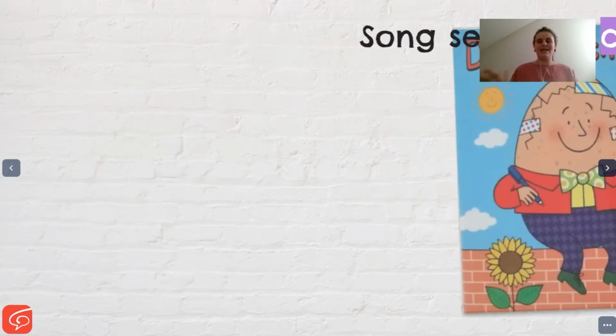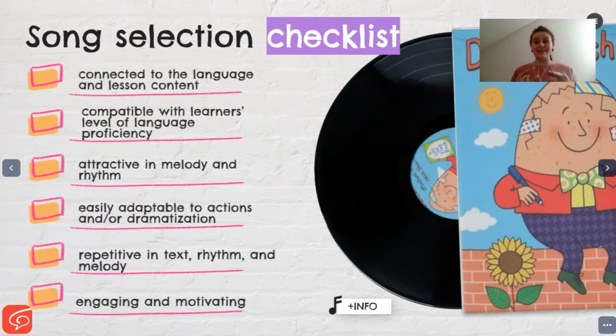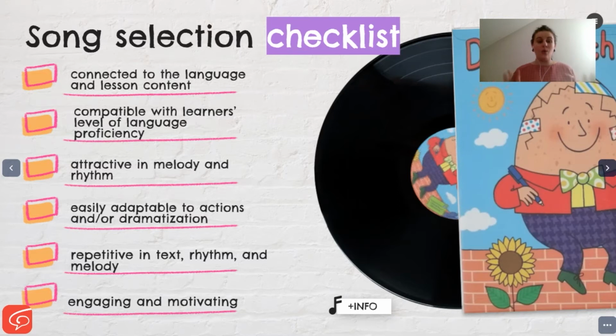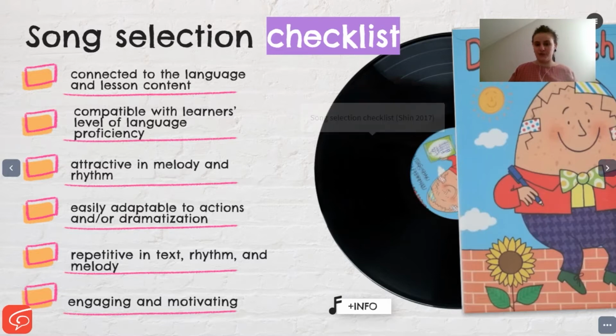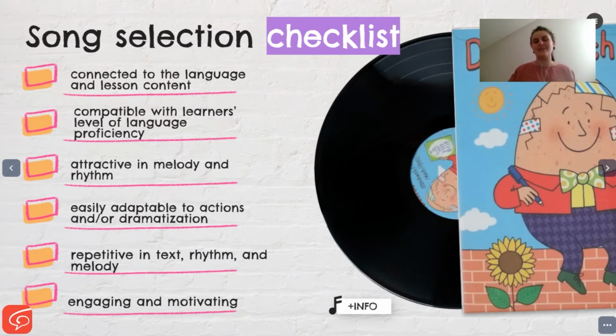Now, let's see. What are those important things that we need in every song? What is a song selection checklist? This song selection checklist is from Shin 2017, which is a very, very nice essay. You should read it if you're interested. It's called Get Up and Sing. So in this paper, we have the following steps.